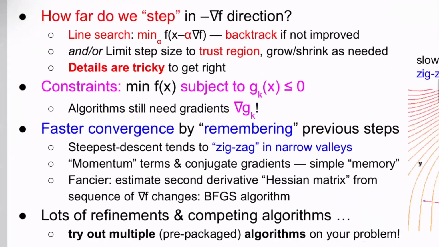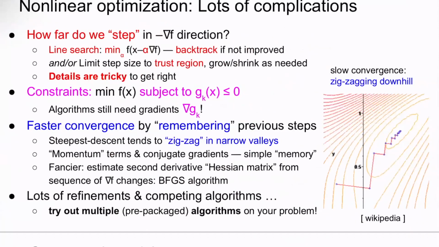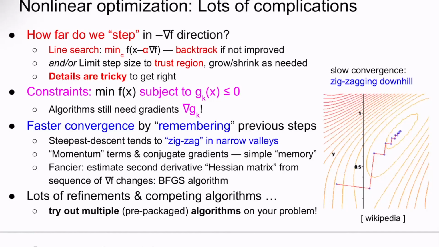Another complication is that if you just go straight downhill, if you have a function that has a long, narrow valley, things tend to zigzag a lot. So you might converge very, very slowly, where you zigzag back and forth with steepest descent. So people have lots of corrections to try and improve this using momentum terms. You might have heard of conjugate gradients, other forms of memory to try and remember the previous steps and not zigzag, backtrack in a direction you just optimized.